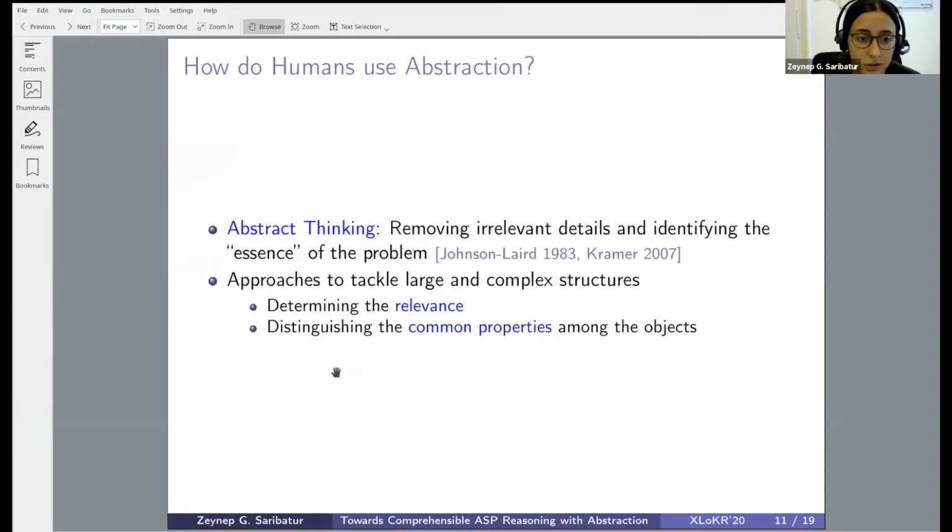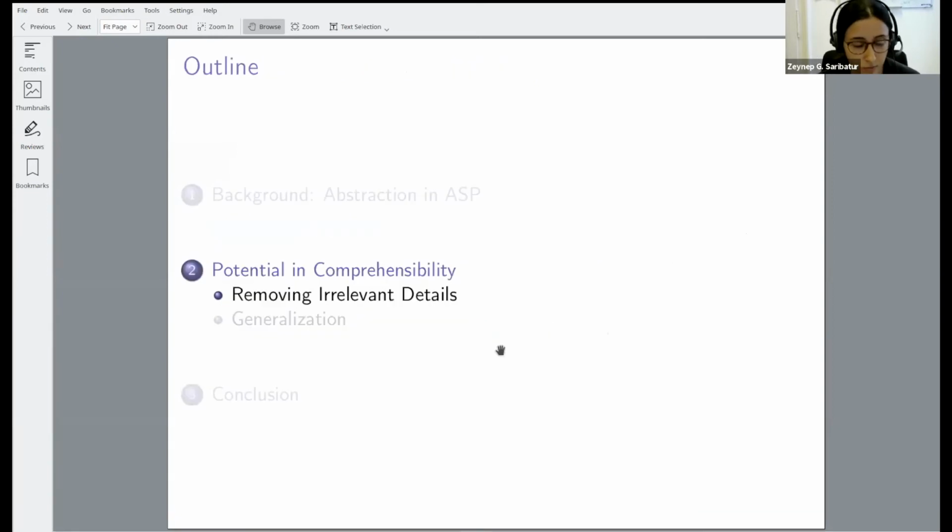Usually the approach we take when we tackle large and complex structures is to determine the relevance among objects, or determine the most relevant part of the program, or we try to distinguish some common properties among the objects so that we have a more high-level view. And these two things can also be achieved with this abstraction notion that we have.